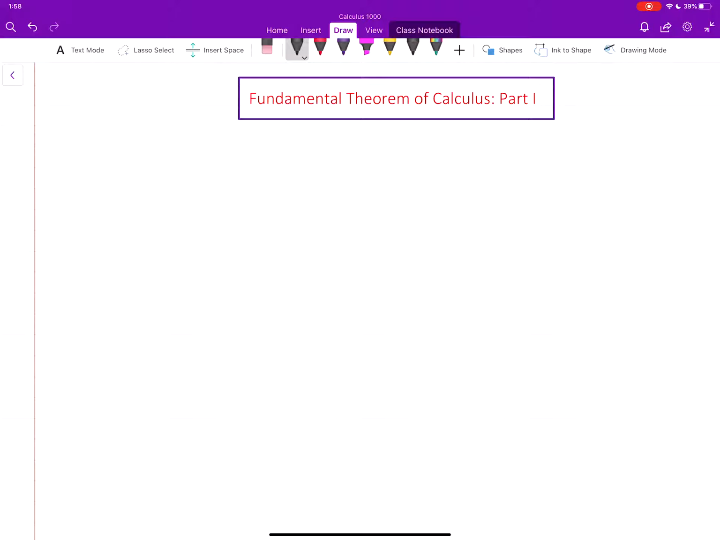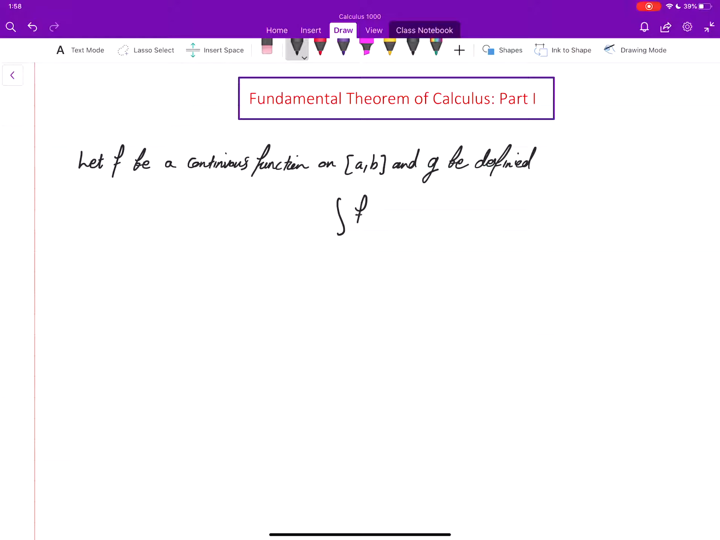Okay, remember that if we have a continuous function, let f be a continuous function on an interval [a, b], and g defined as the integral of that function f from a to x, g(x). Remember, this function is what we studied in another example.